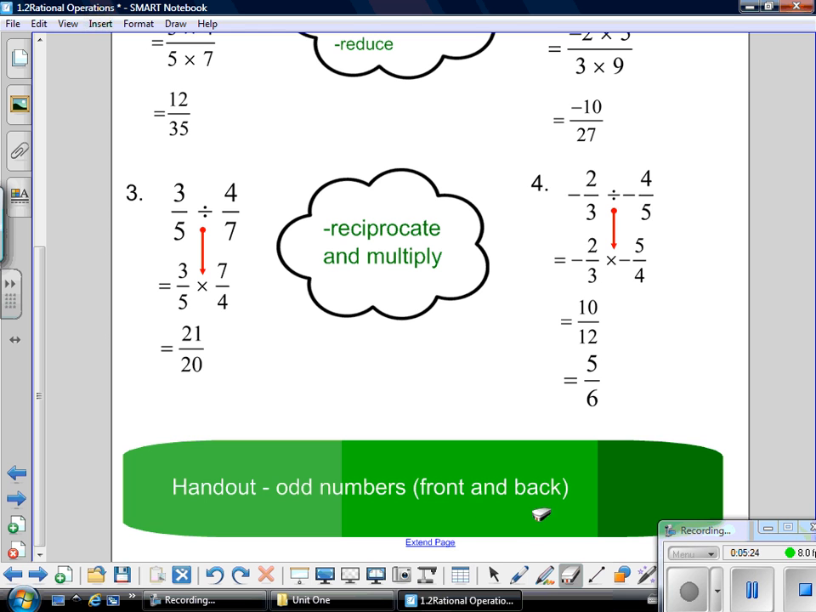Okay, so what you're going to do tomorrow in class is you're actually going to do some practicing of this so that it all comes to the front part of your brain.